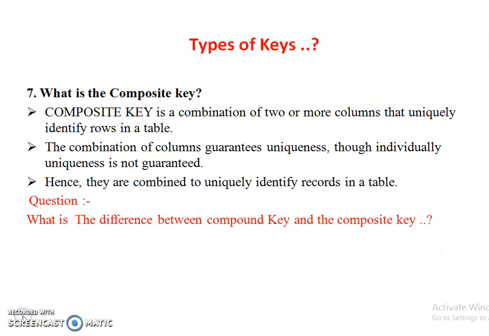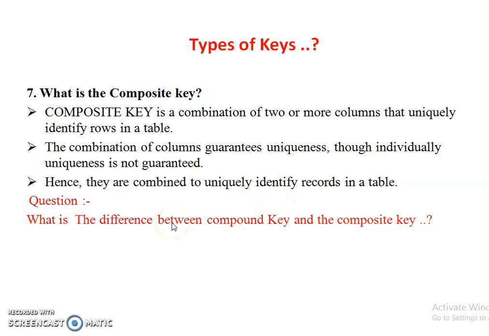Okay. Now, the next type of key, that is composite key. Composite key is a combination of two or more columns that uniquely identify a row in a table, and it is also a combination of columns that generates uniqueness though individual uniqueness is not generated. Okay, and they are combined to uniquely identify a record in a table.